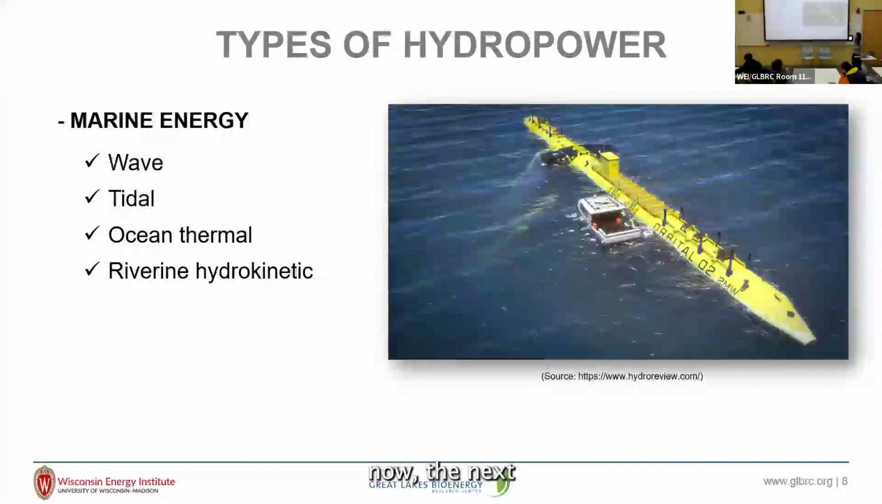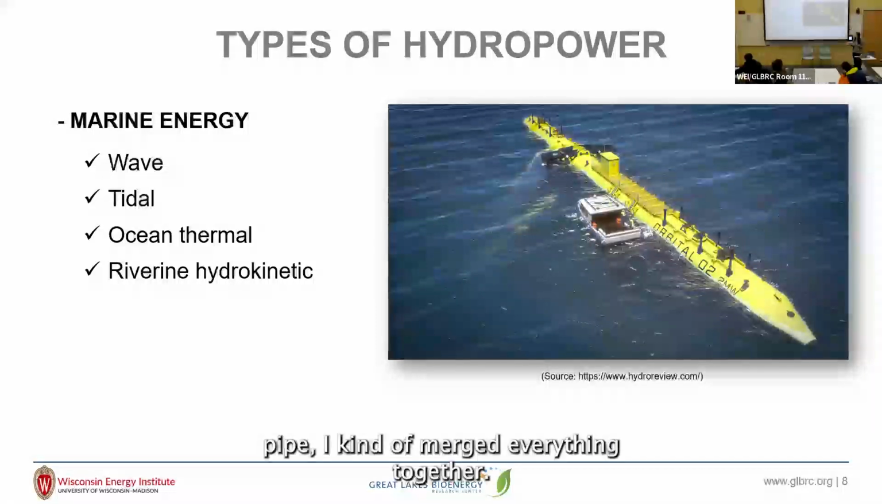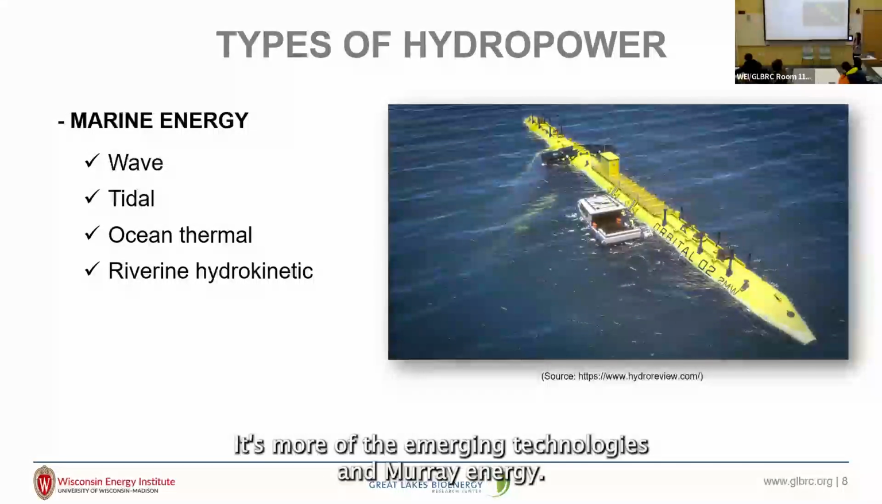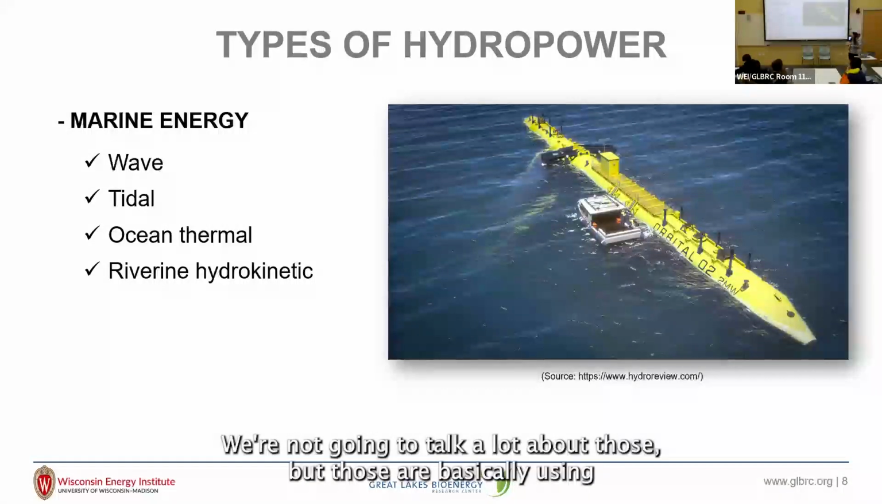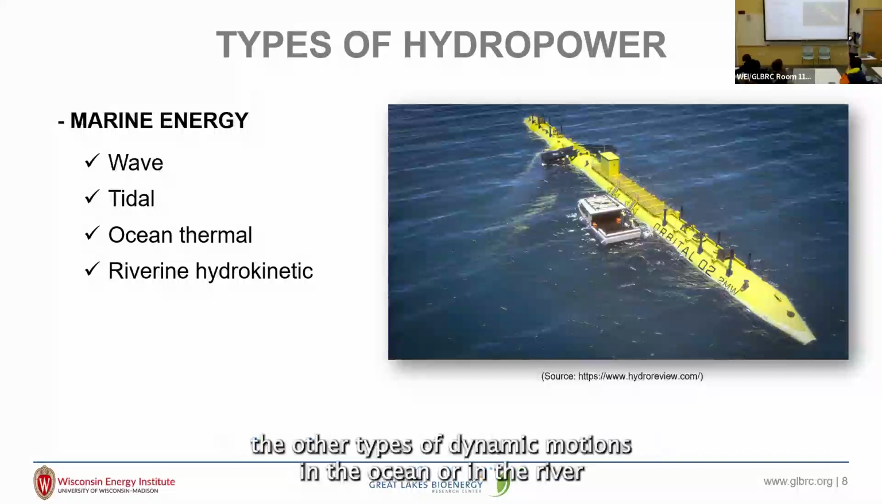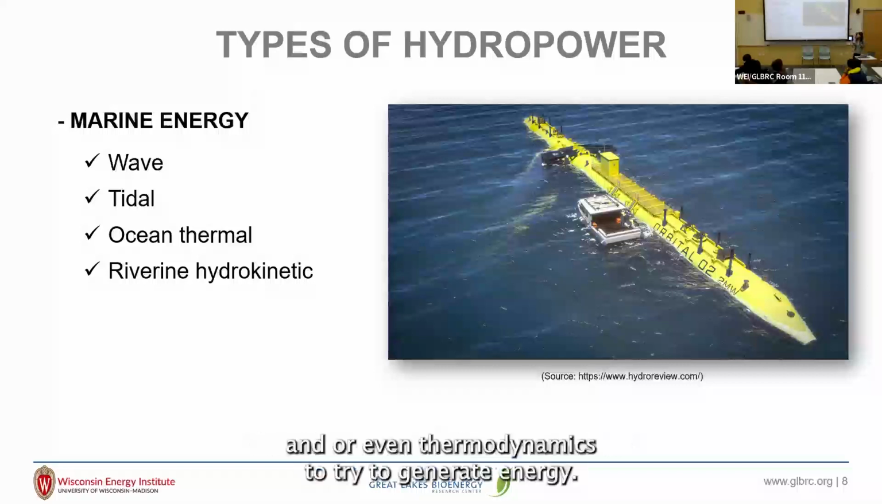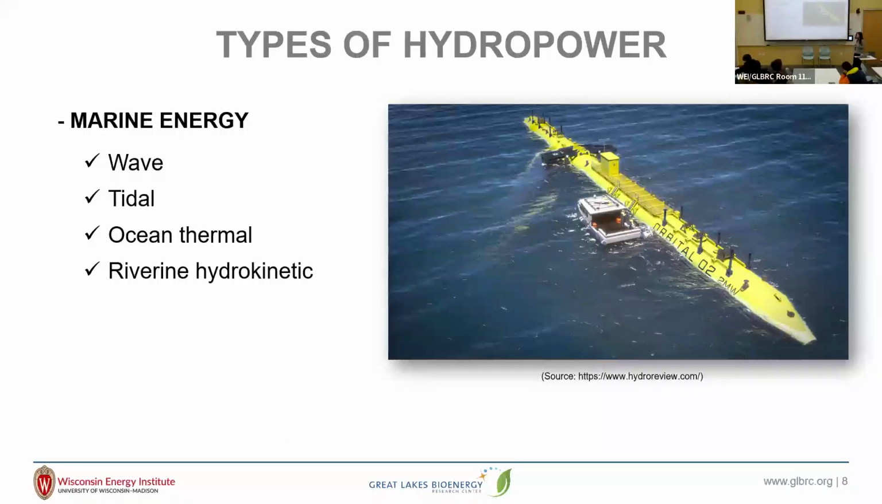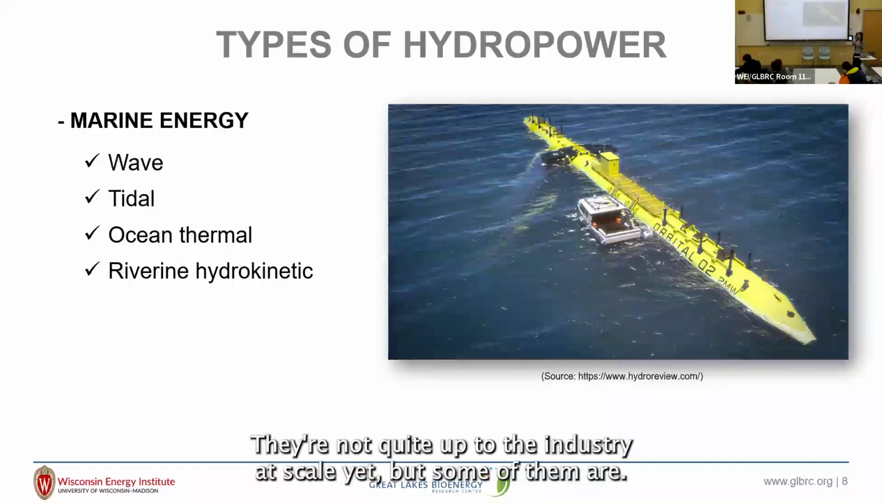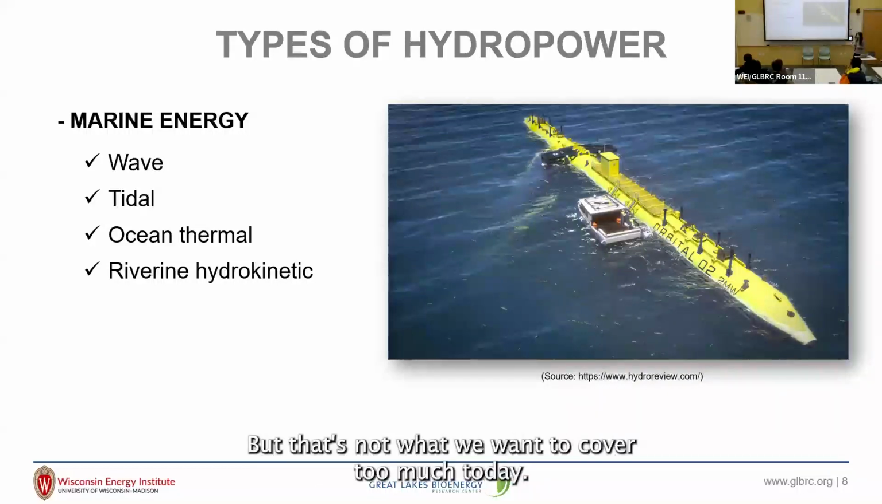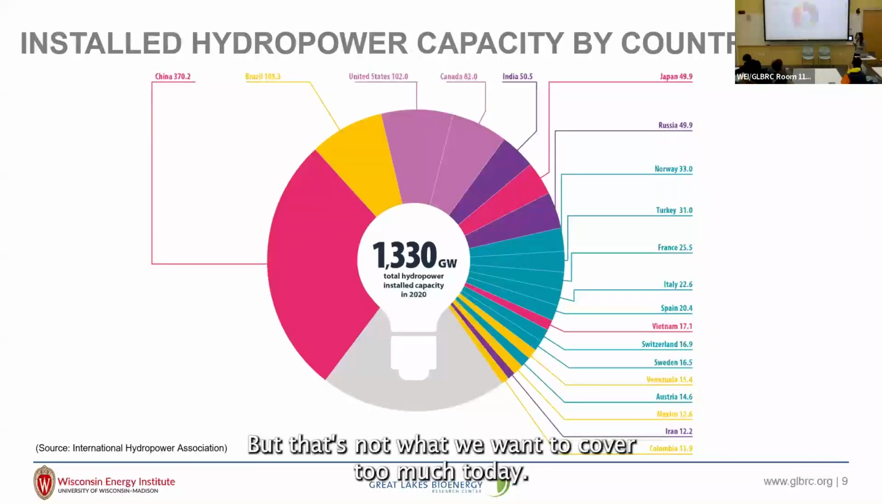Now, the next type, I kind of merged everything together. It's more of the emerging technologies, marine energy. We're not going to talk a lot about those, but those are basically using other types of dynamic motions in the ocean or in the river, or even thermodynamics, to try to generate energy. They're not quite up to the industry scale yet, but some of them are. But that's not what we want to cover too much today.